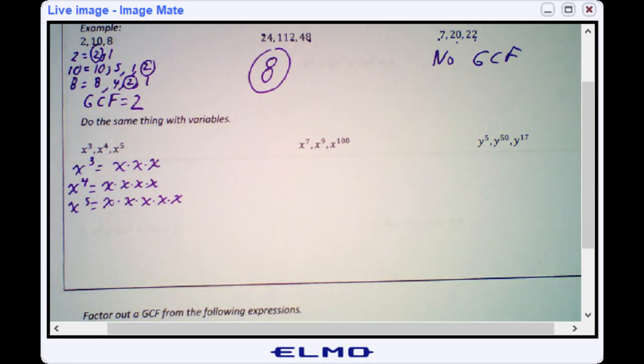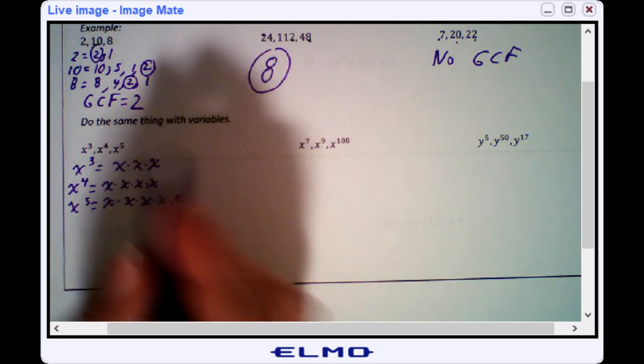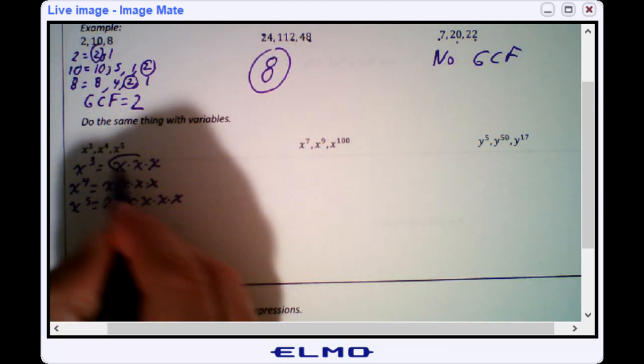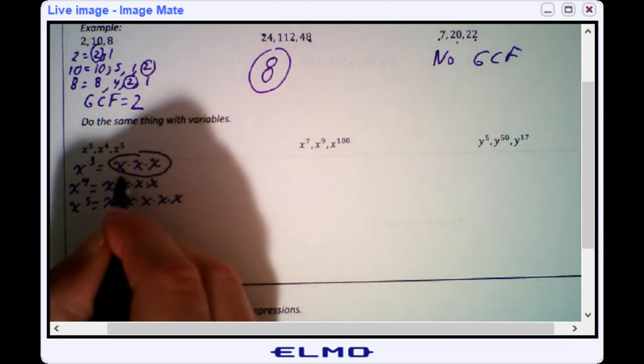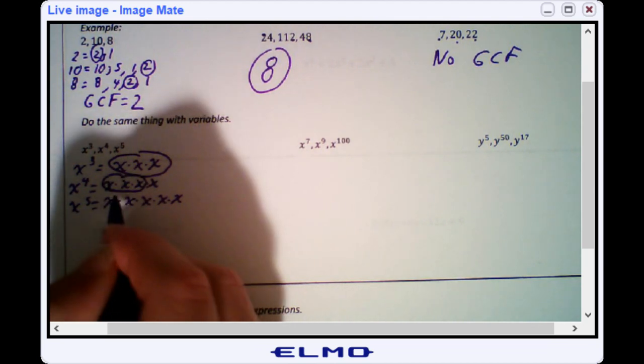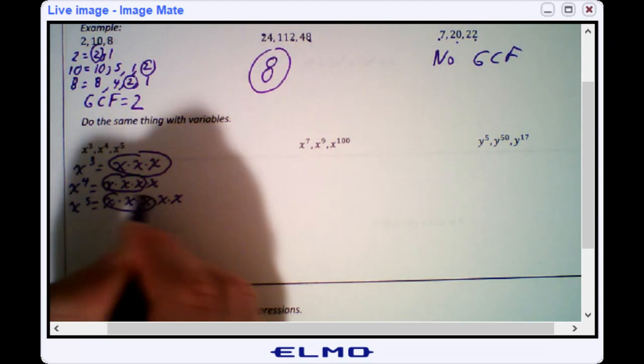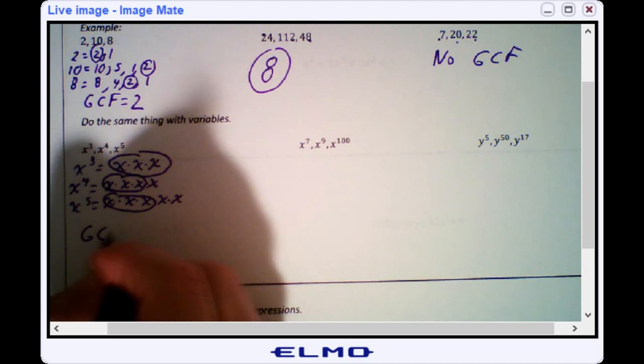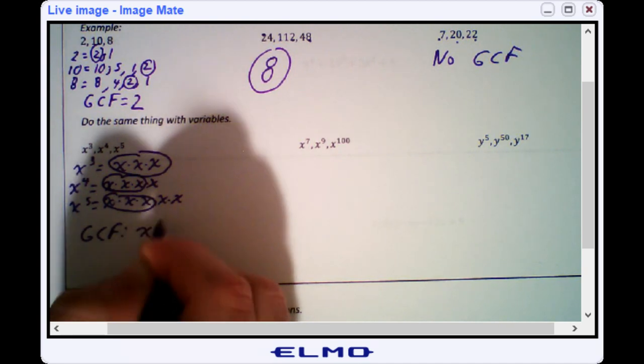And x to the fifth means x times x times x times x times x. So I want to know how many x's they all have in common. This one has 3. This one has 4, so there's 3 there. This one has 5, so there's 3 there. So their GCF is going to be 3 x's or x cubed.